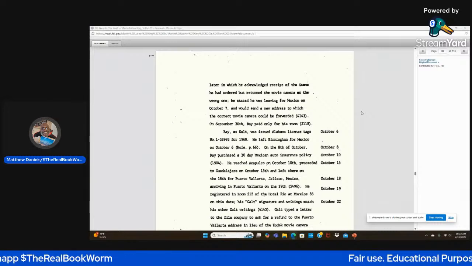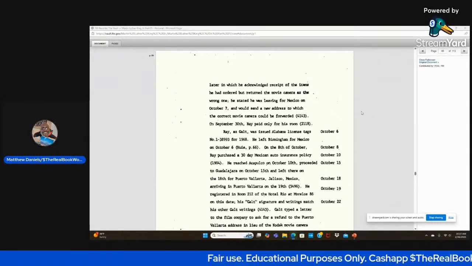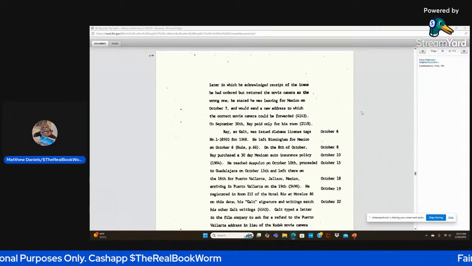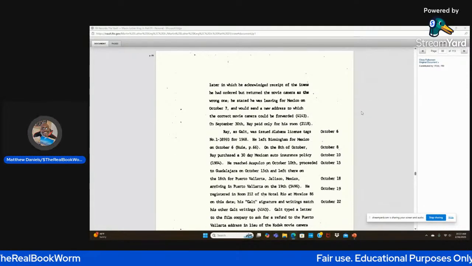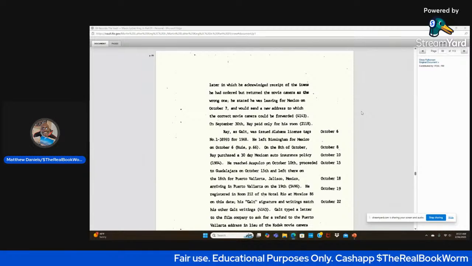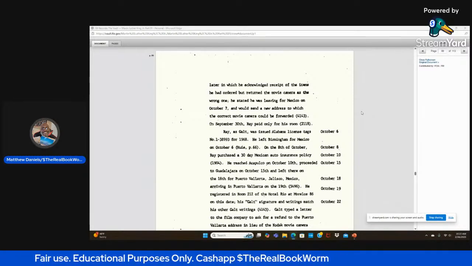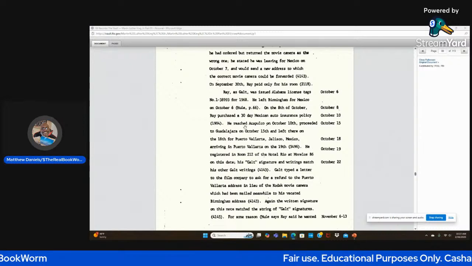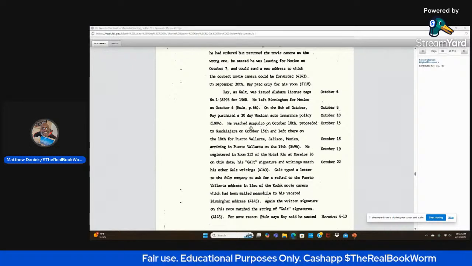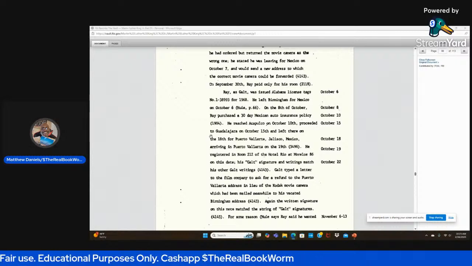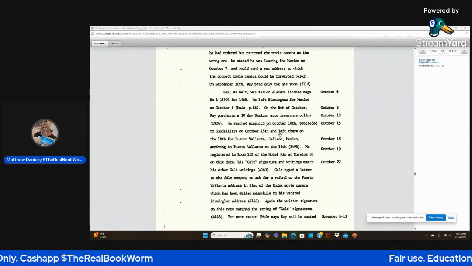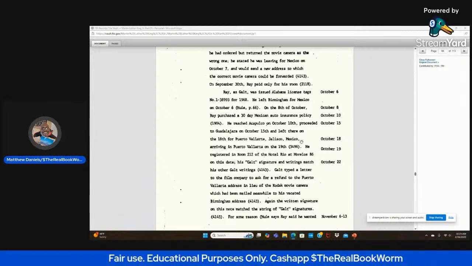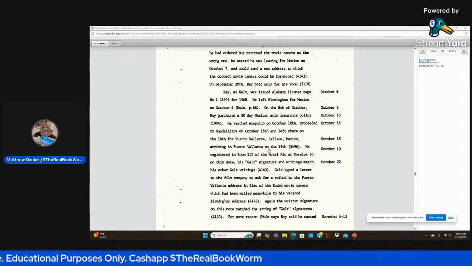Look, Ray, as Galt, was issued Alabama license tags number 1-038993 for 1968, the year King was killed. He left Birmingham for Mexico on October 6th. On the 8th of October, Ray purchased a 30-day Mexican auto insurance policy. He reached Acapulco on October 10th, proceeded to Guadalajara on October 15th, and left there on the 18th for Puerto Vallarta, Jalisco, Mexico, arriving in Puerto Vallarta on the 19th.